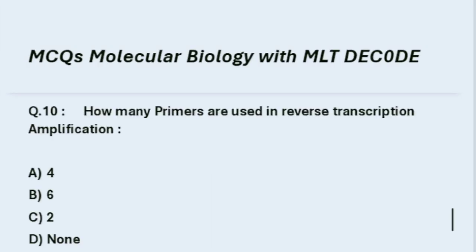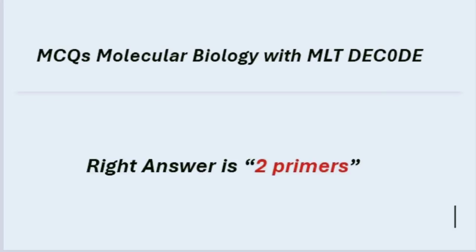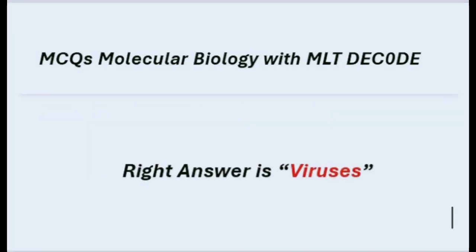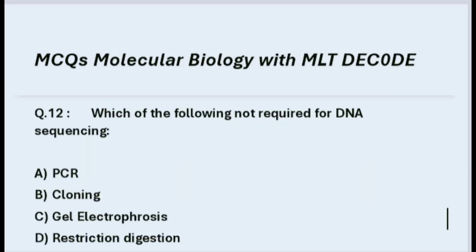The next is: how many primers are used in reverse transcription amplification? 4, 6, 2, or none. The right answer is 2 primers. The next is: from which organism is the enzyme reverse transcriptase obtained? Bacteria, parasite, viruses, fungi. The right answer is viruses.